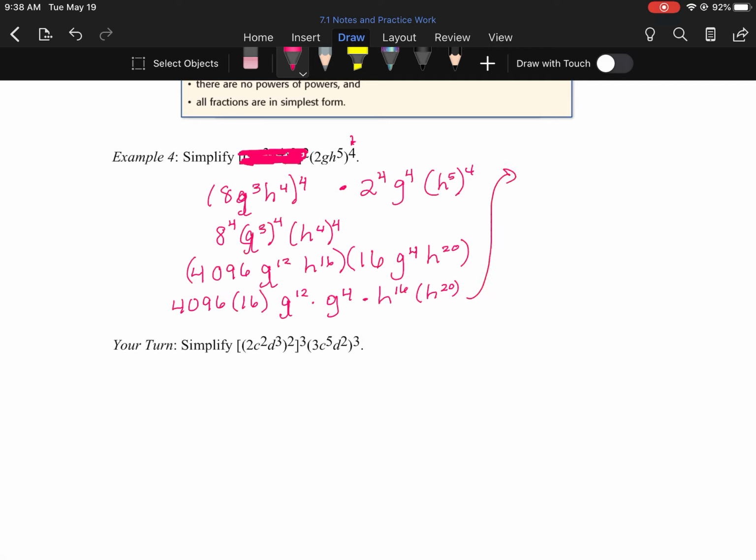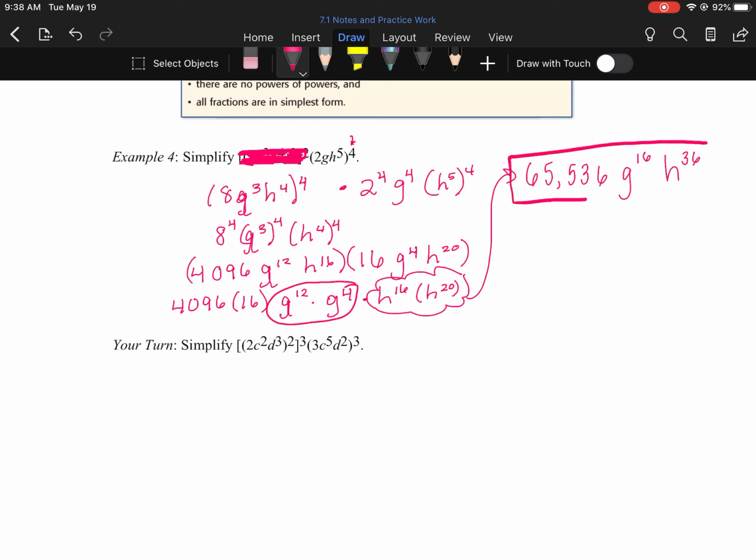So I'm going to go up here because I'm running out of room. If I multiply 4,096 times 16, we get 65,536. I have G to the 12th times G to the 4th. I'm multiplying like bases, so I add the exponents. So 12 plus 4 is 16, so that becomes G to the 16th. And then finally, I have H to the 16th times H to the 20th. Again, we're multiplying like bases, so add the exponents, so that's H to the 36th power. So after all that work, we get that big answer.